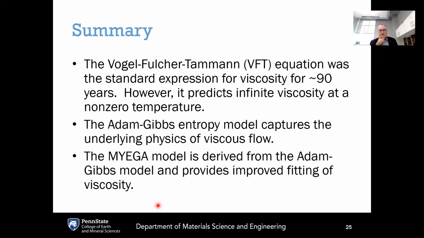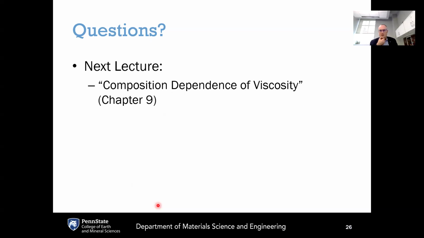So to summarize this lecture, the VFT equation was an empirical equation that had been the standard expression for viscosity for about 90 years. However, it suffers from the problem of divergence at finite temperature. The Adam-Gibbs model, or the entropy model of viscosity, proposes that liquids are made of cooperatively rearranging regions which increase in size as the liquid is cooled, lowering the configurational entropy of the system, which leads to higher viscosity. The MYEGA model is derived from the Adam-Gibbs model and provides a more easy to implement approach for the viscosity versus temperature relationship.